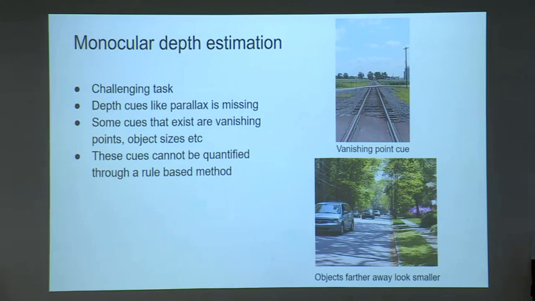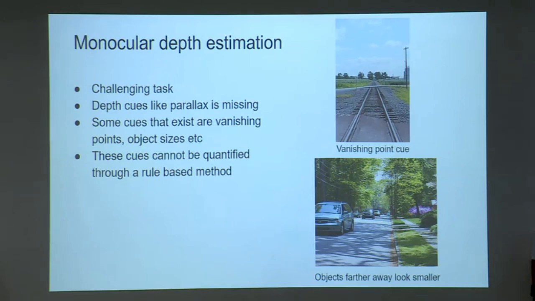For example, if we look at this kind of image, we know these lines are actually parallel, but we can see they are converging. This is the vanishing point cue, which gives us a cue for how far the object is. So there are cues like that even in a single image. There could be other cues, like the size of objects. If you look here, the smaller car definitely means that it is further away. So we use the size cue also.